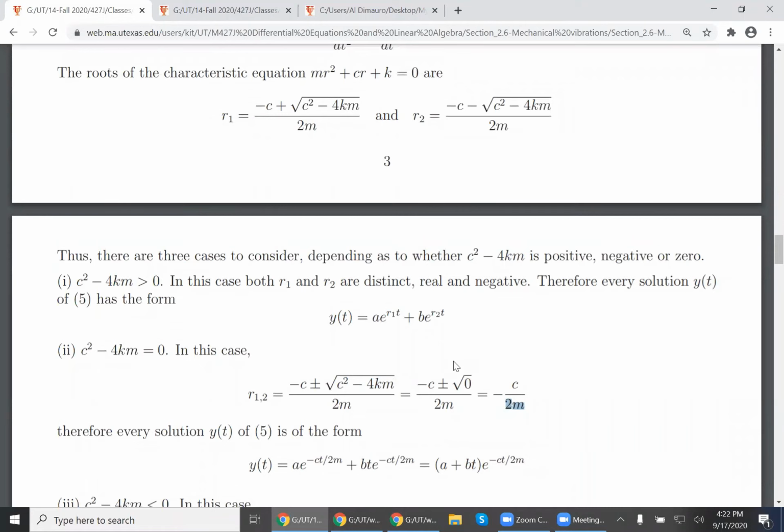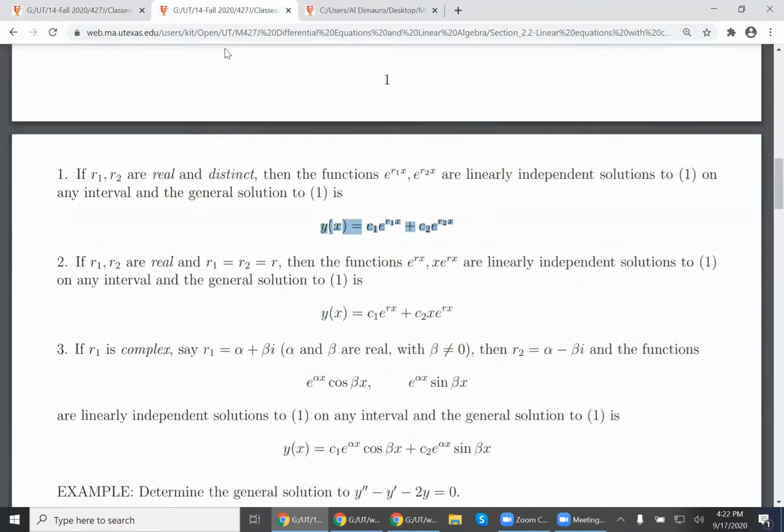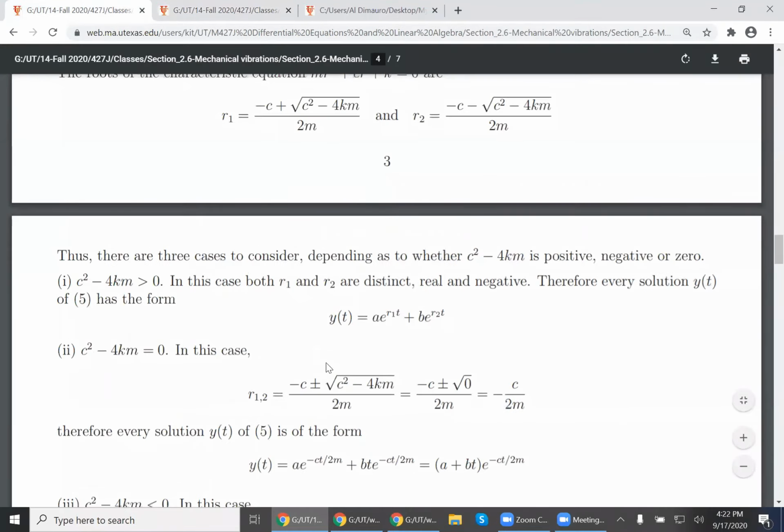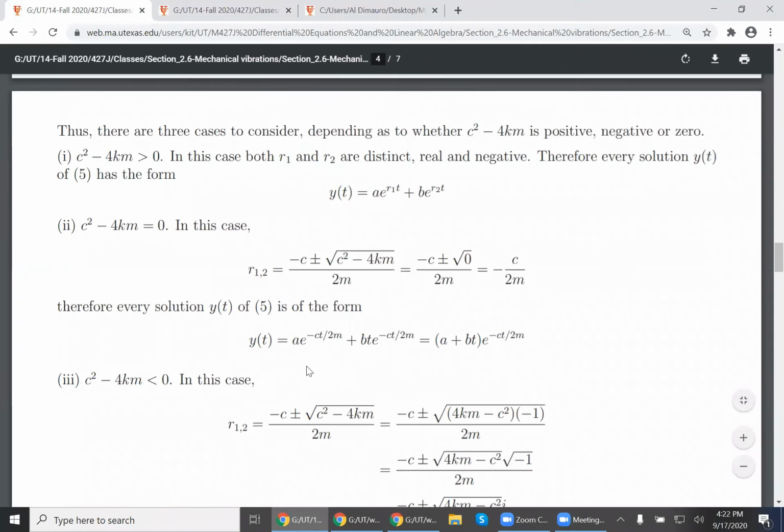Roots are real and equal. According to this, y of x is c1 e to rx plus c2 x e to rx. It's exactly what we do here. Instead of c1 and c2, we use a and b, and then e to rt, here e to rt times t. We factor out the common term. This is formula number 2.